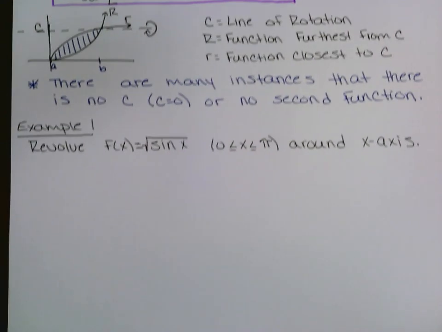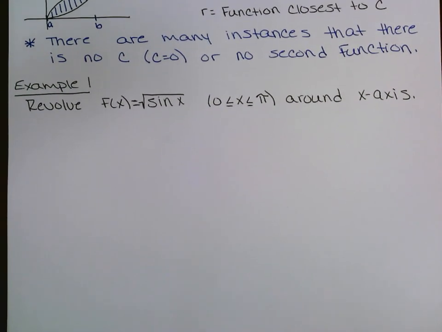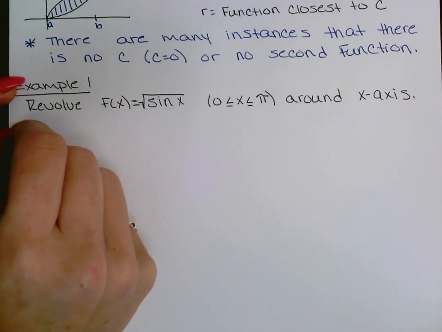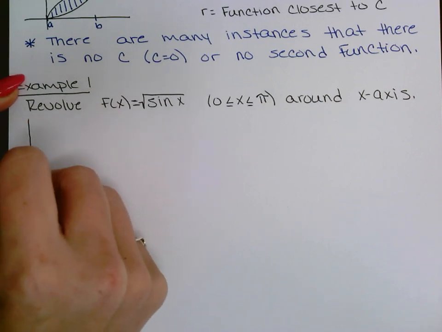Let's take a look at this first equation. Revolve the absolute value of sine of x, which is going to exist from 0 to pi, around x-axis, okay? Did I say absolute value of x? Yes, I did. I meant square root of x. I apologize.